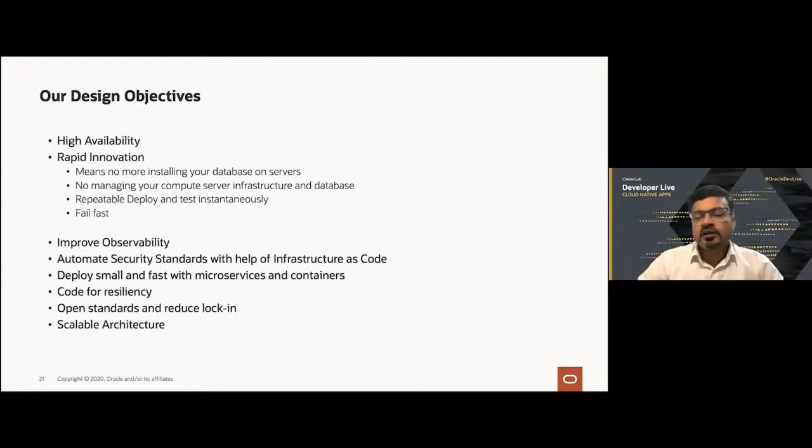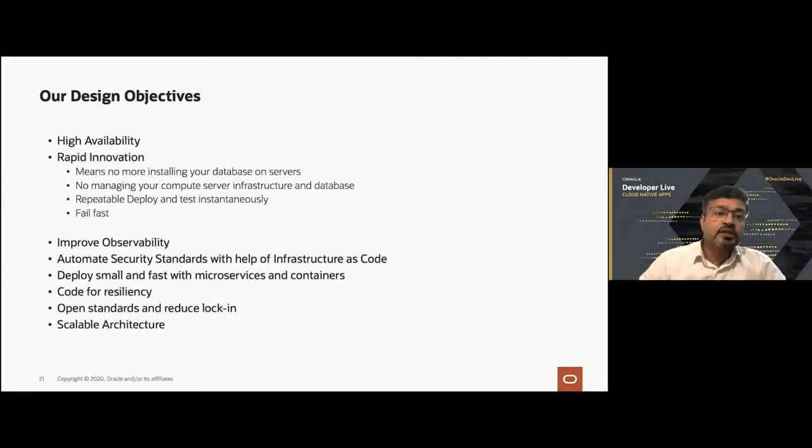Okay, so we are talking about higher SLAs, always up and running, 24/7, 365. Rapid innovation, this means no more installing your database on servers, no managing your compute server infrastructure and database servers, repeatable deployment and test instantaneously, and also fail fast. Okay, so that's kind of a repeatable model that we are looking at. Improve observability, that means also telemetry and deep monitoring as well.